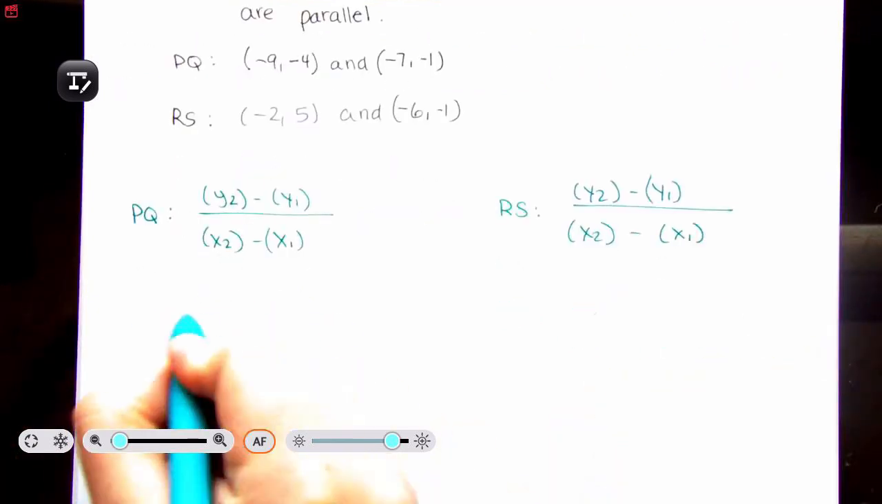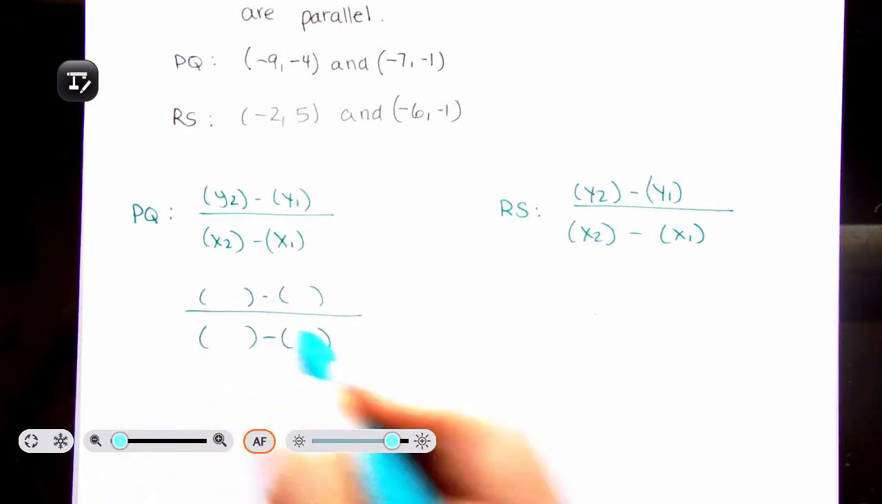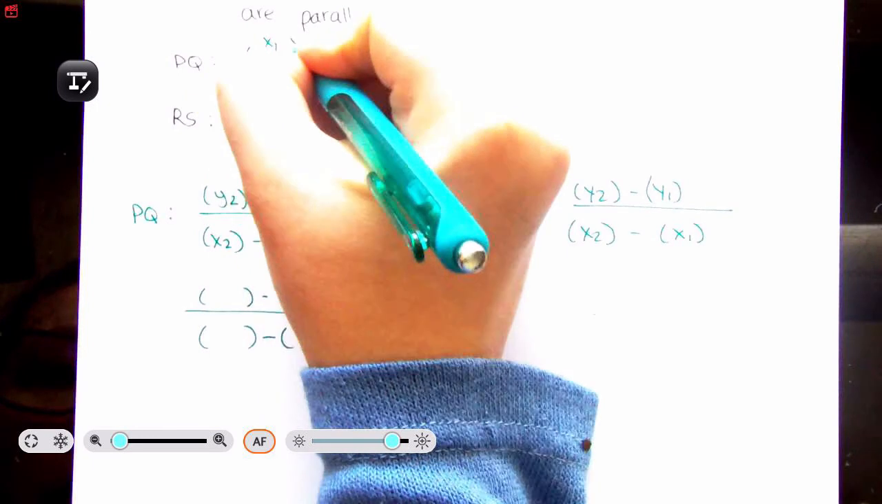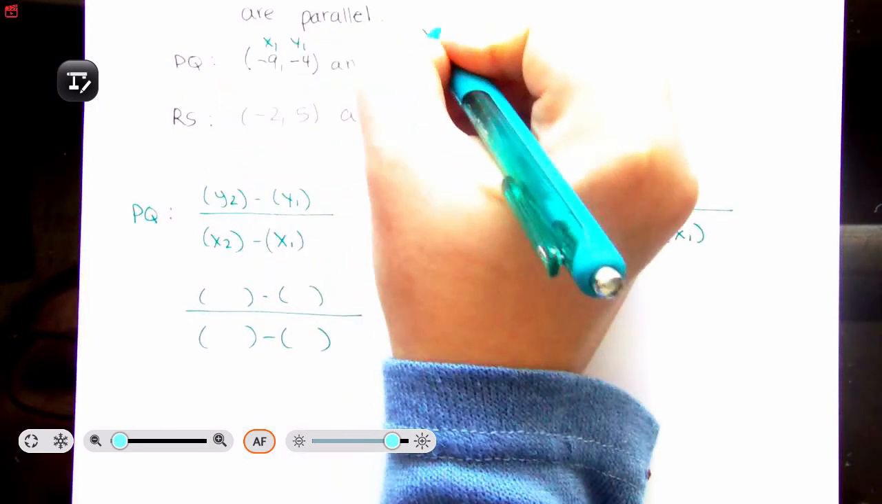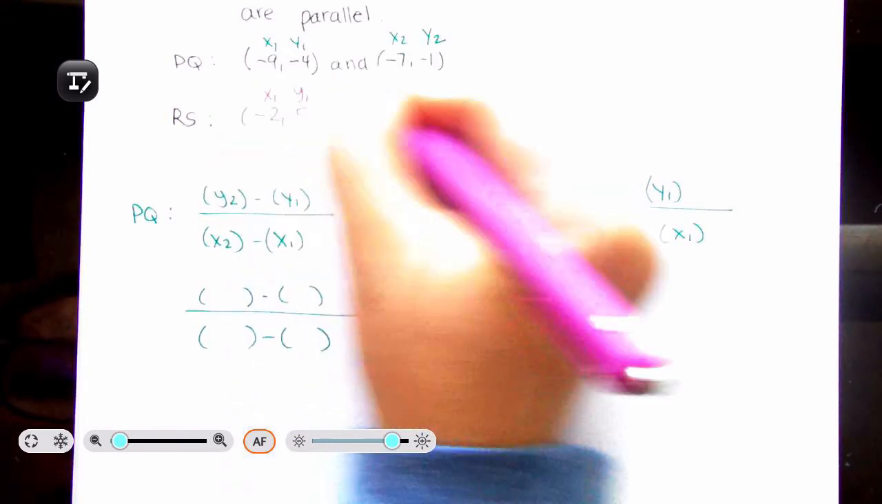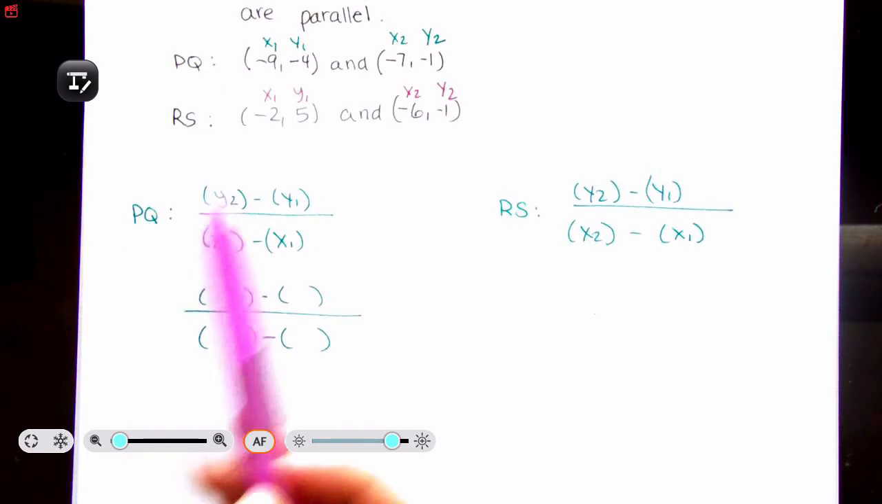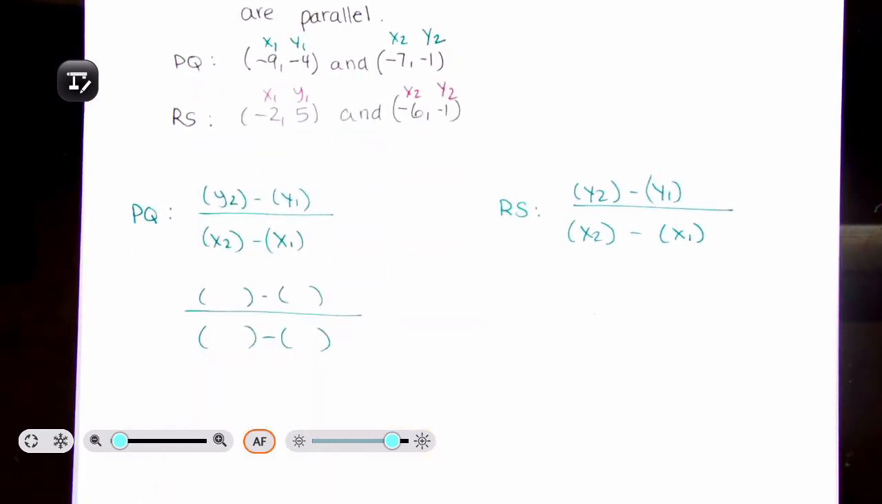So let's redo that, this time plugging in our numbers. Before I plug in numbers, I'm going to label. This is x1, y1, x2, y2. And I'm going to color code this. This is going to be x1, y1, x2, y2. Make sure you're using the correct information. We want P and Q, so you're only going to be using this one here.